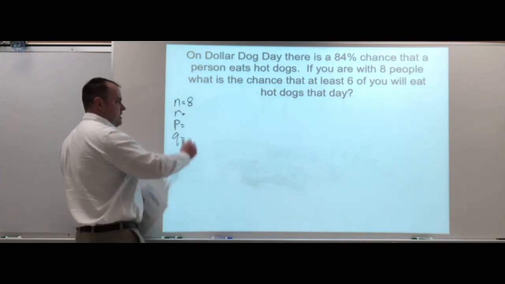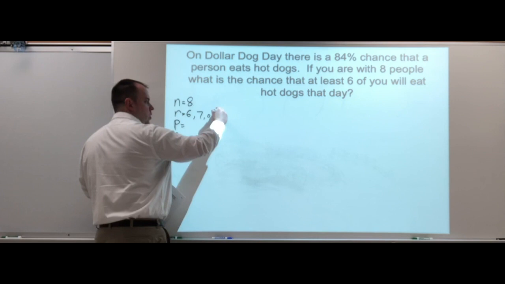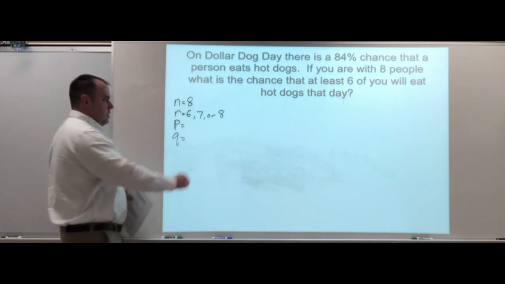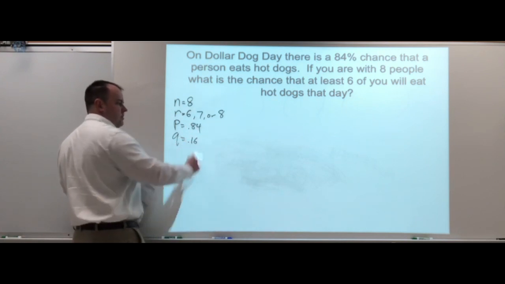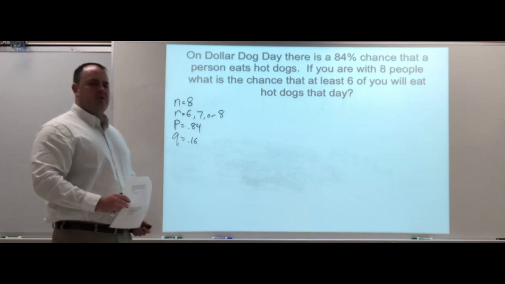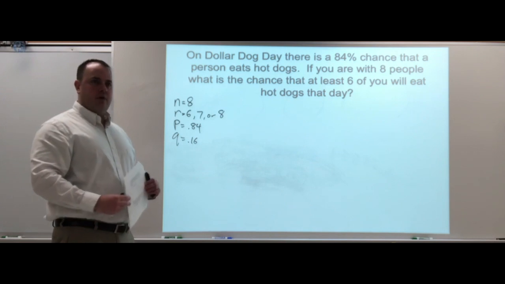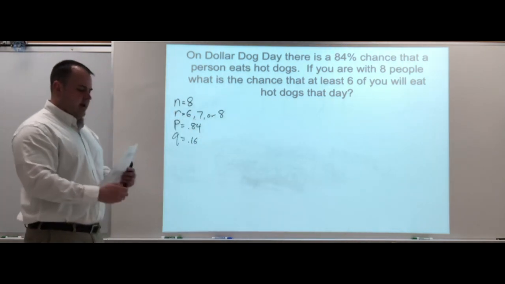So that means our R is not a single value. It could be 6, it could be 7, or it could be 8. So that means we have a little more work to do. Eating a hot dog is 84%. Not eating a hot dog is 16%. Now what this means though is we have to do our combination formula 3 different times. You have to get the probability for each one of these, 6, 7, or 8.